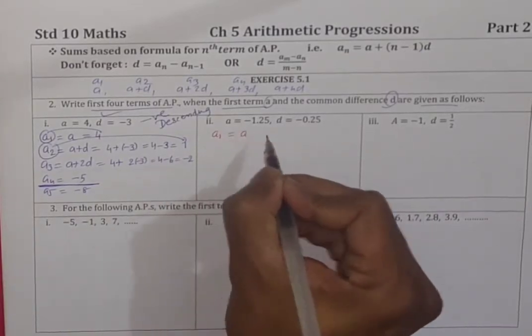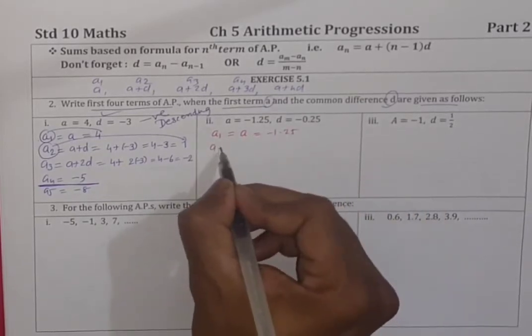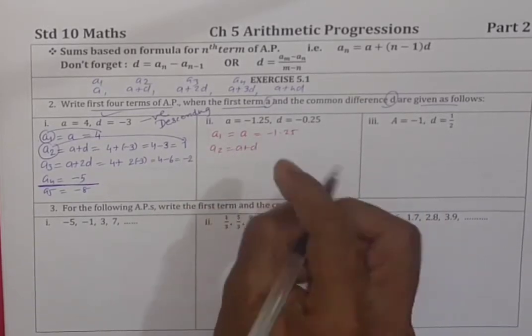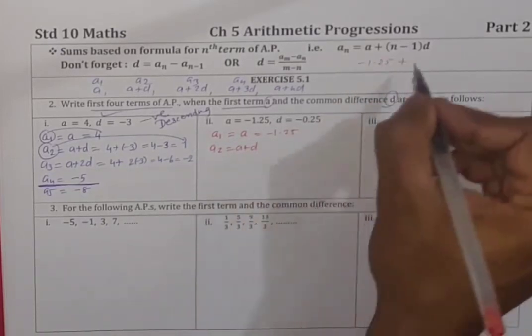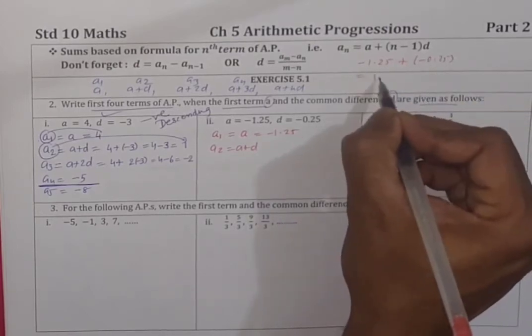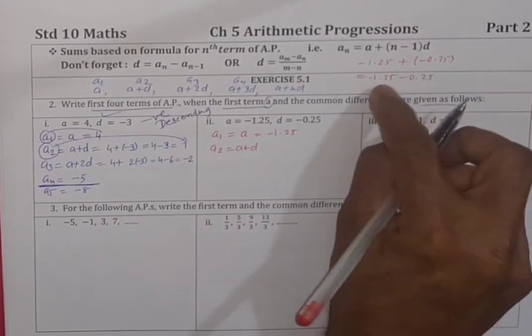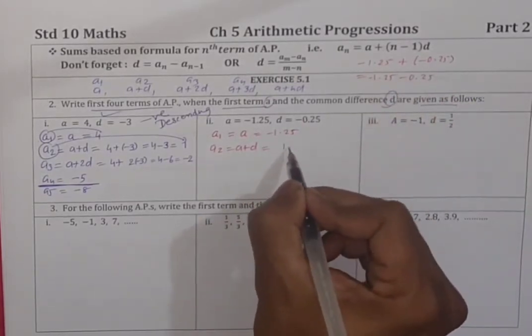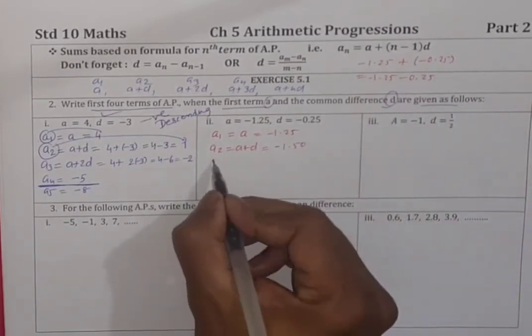A1 is actually A, that is minus 1.25. A2 is A plus D. चलिए A क्या है माइनस 1.25 प्लस D क्या है माइनस 0.25. सब्ट्रैक्ट कीजिए, माइनस 1.25 प्लस माइनस 0.25, सेम साइन, सो टोटल करना है, सो यू विल गेट 1.50 और बड़ा नंबर माइनस, सो माइनस 1.50.